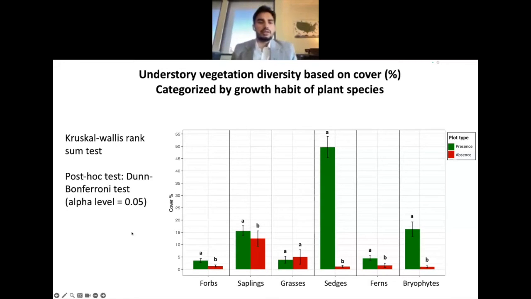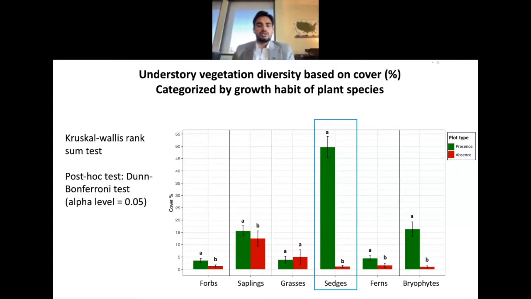Here we are talking about the understory vegetation diversity based on the cover percentage, categorized by the growth habit of plant species. So here we see forbs. The present sites have more forbs as compared to the absent. It has more saplings. Saplings are the small germinating plants that could result from the seeds of trees or some small plants that we were not able to identify. Those are all grouped into saplings.